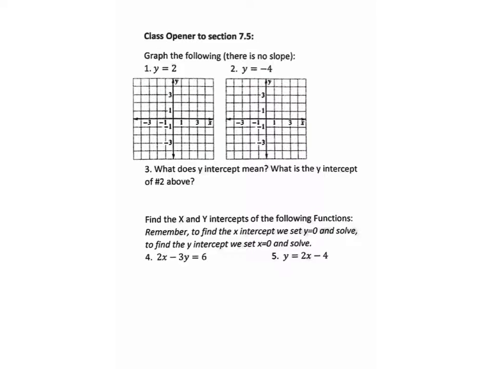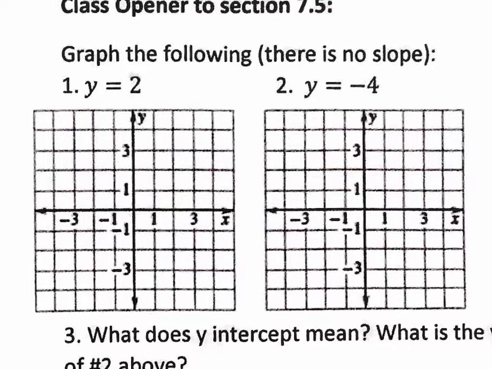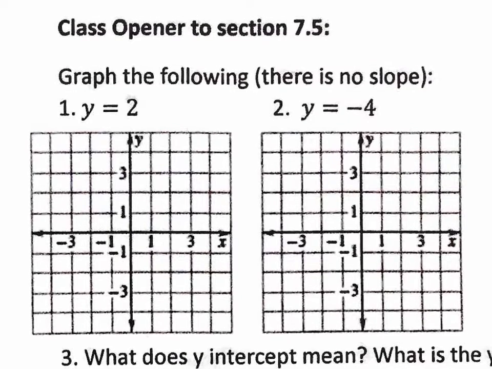So we have this class opener that pretty much reviews the skills that we need for section 7.5, which is actually graphing exponential growth functions. Let's focus in on the first couple of these where it says graph the following. And when we say graph, you might be expecting to see y equals mx plus b. That's from semester 1, and I hope you guys remember that your m is a fraction, rise over run. Your b value tells you where it crosses your y-axis, right?